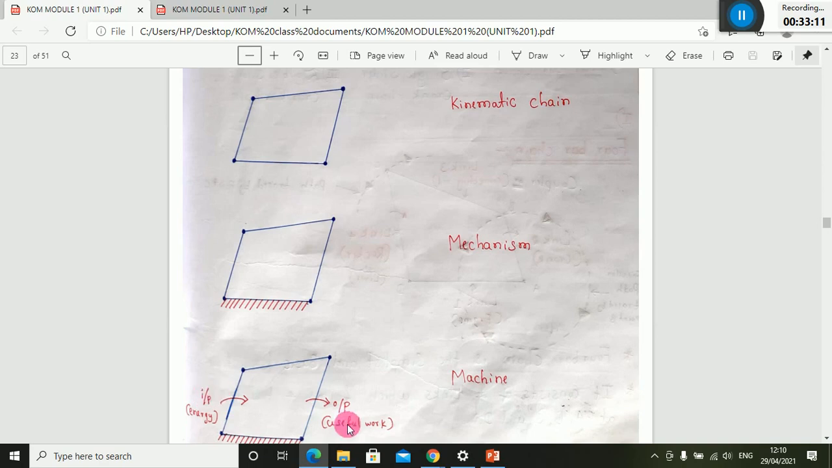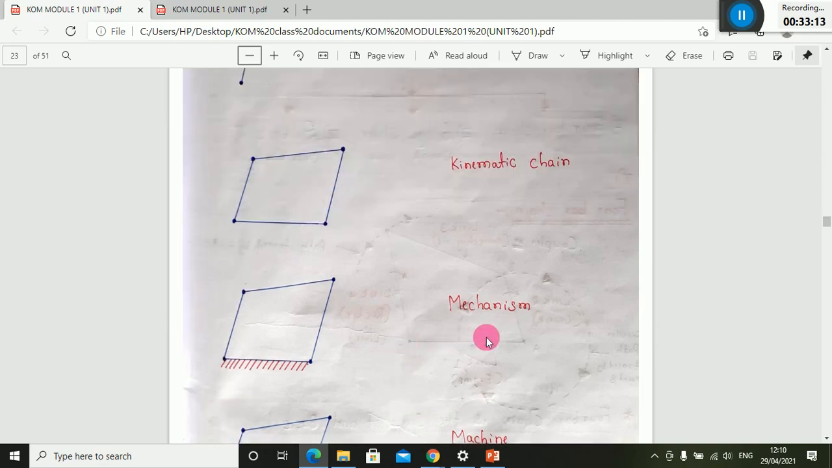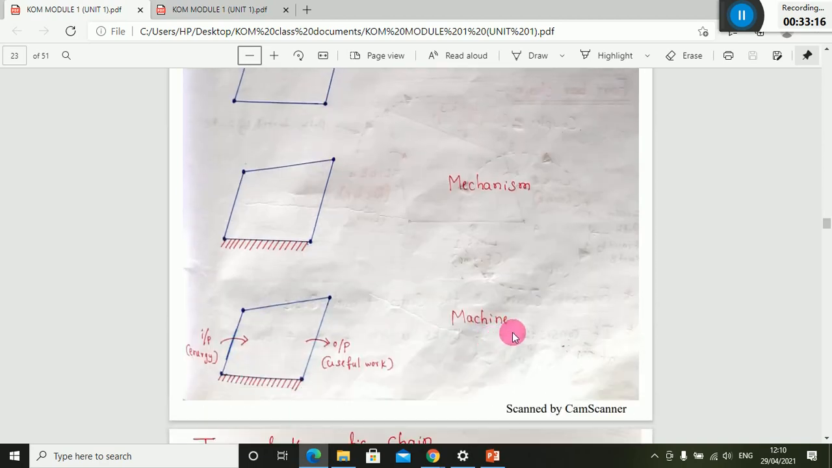input towards output. Examples: lathe machine. The lathe machine is connected to the electrical power supply and the motor, and you are doing some work. The job is fixed to the headstock and it is rotating, and you are doing some work using so many mechanisms. And your bicycle is also a machine. Your bike is also a machine, a lathe machine, milling machine.